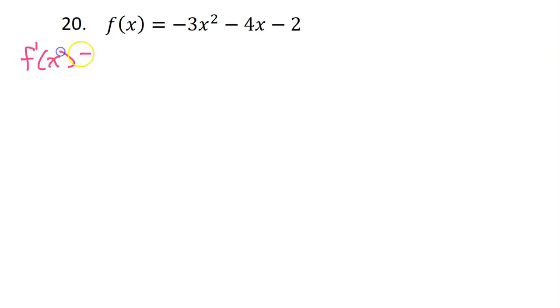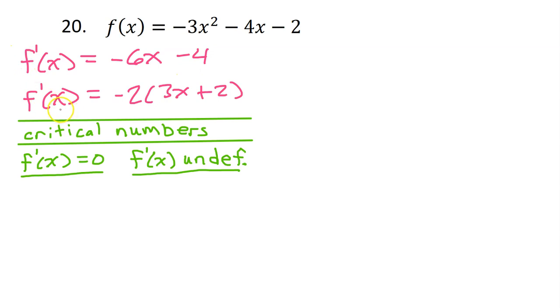So f prime equals, doing the power rule, negative 6x minus 4. In factored form, f prime is negative 2 times 3x plus 2. Now we can find the critical numbers. These are the values that cause f prime to either equal 0 or be undefined. But f prime is a polynomial, so there are no values that will cause it to be undefined. We can forget about that aspect of it.